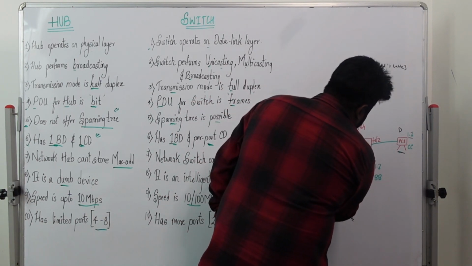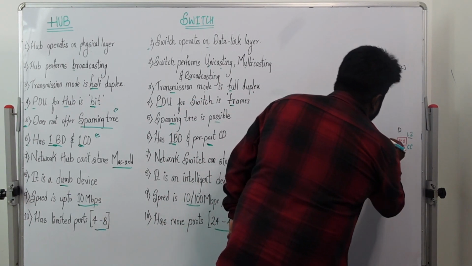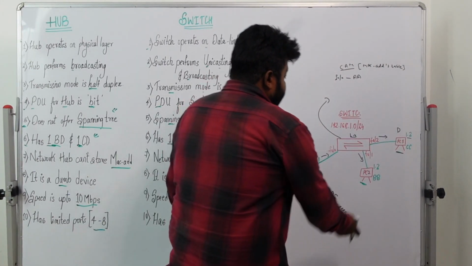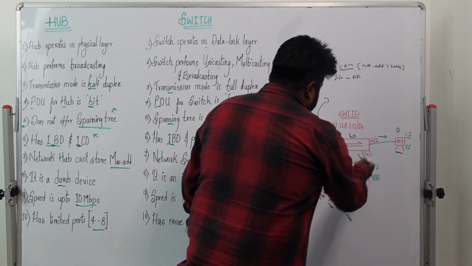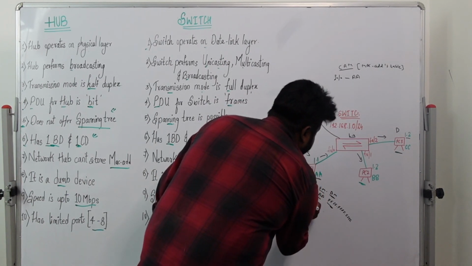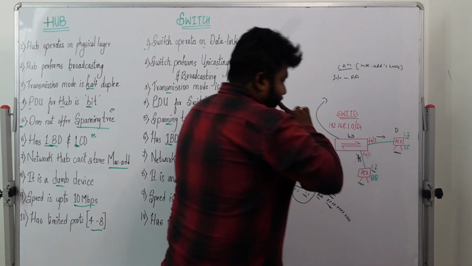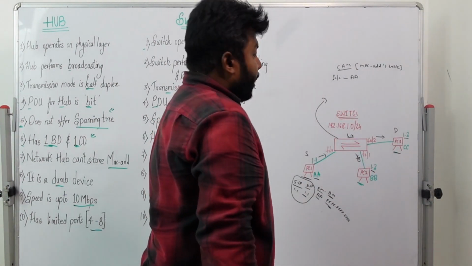Which means one copy will be sent to PC2 and one copy will be sent to what? PC3. Now, once PC2 receives this packet, it will open the packet and check, oh, are you asking for my MAC address? No, I am not 1.3. I am 1.2. I will just discard this particular packet, right?